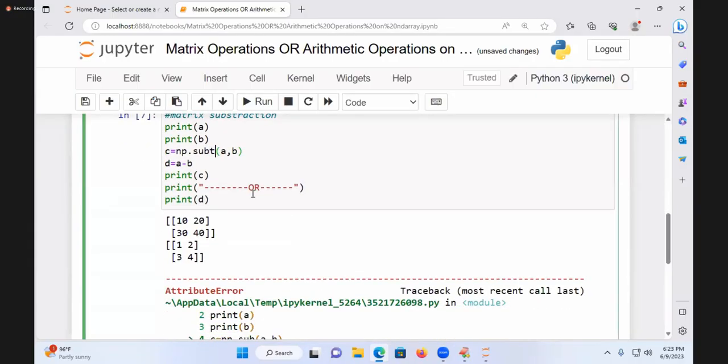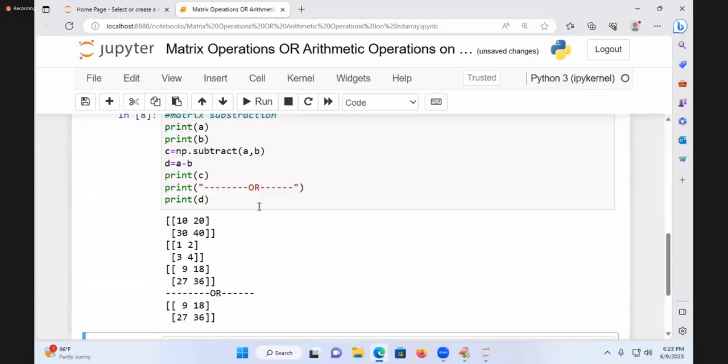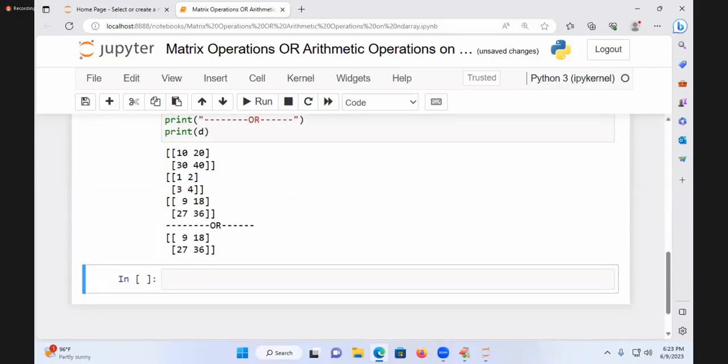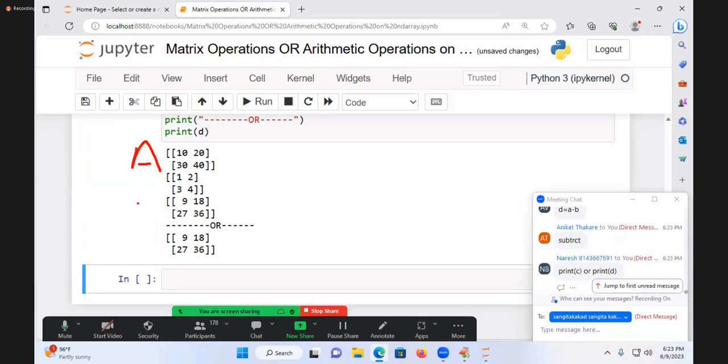Yes. Subtract, I need to say. Now see this answer. This is matrix A, this is matrix B. This is the result of the subtraction of the matrices, and this result is coming.